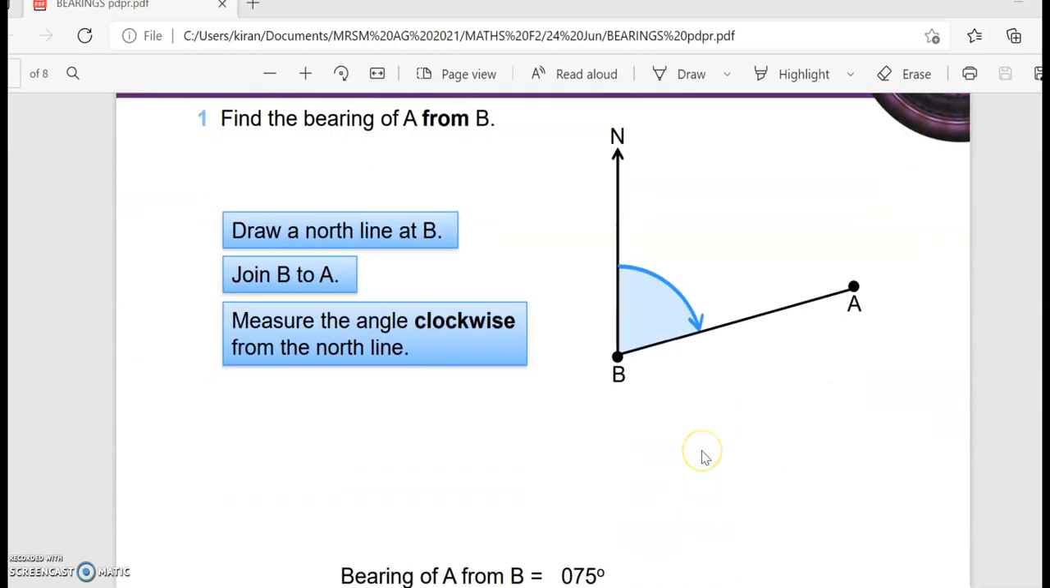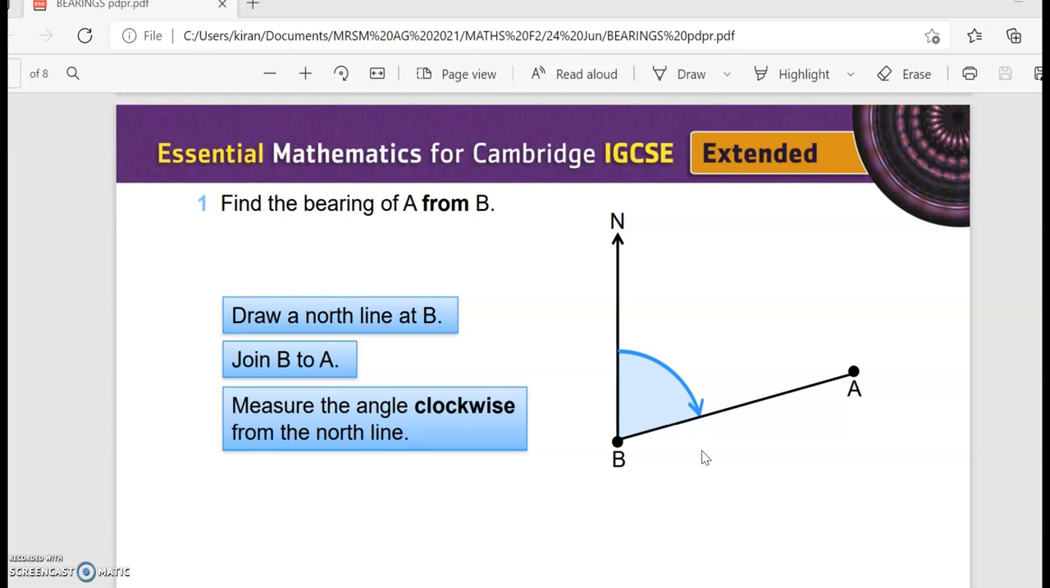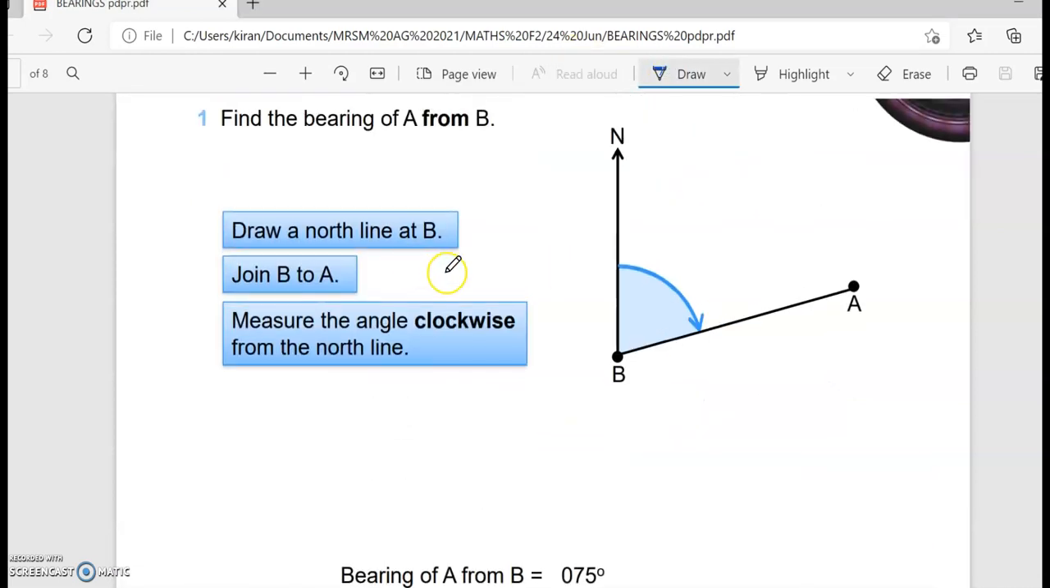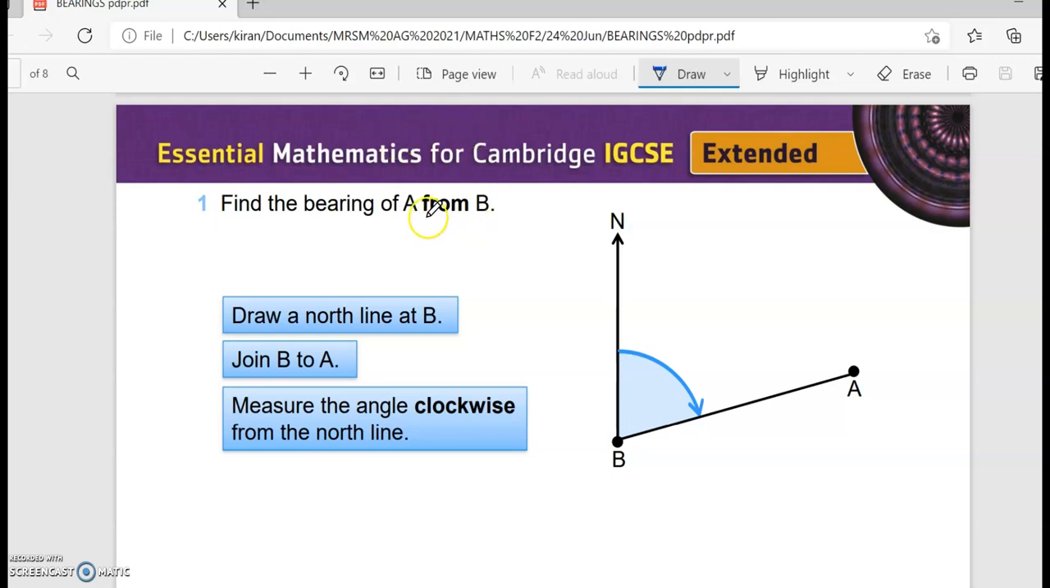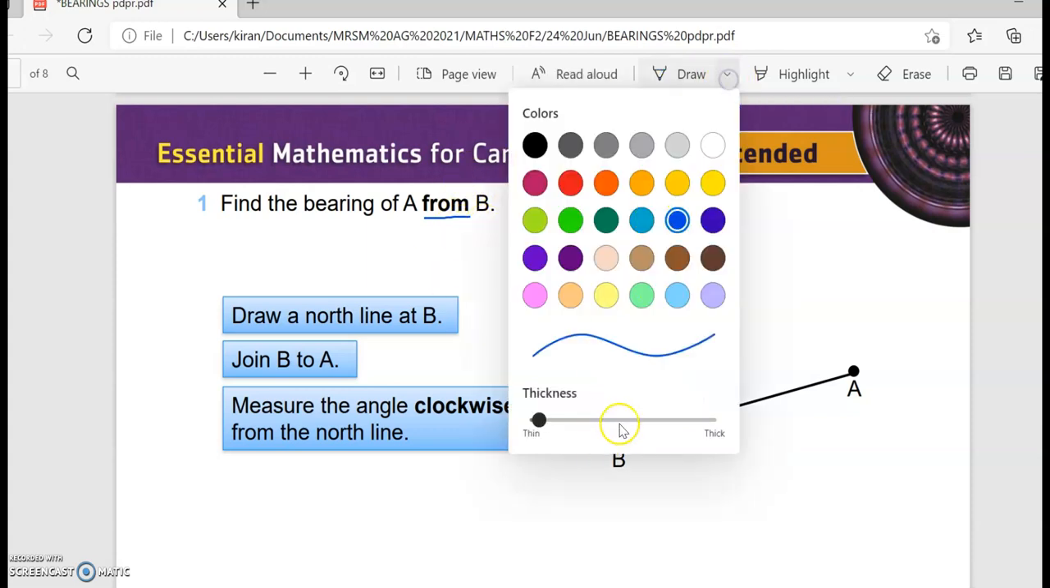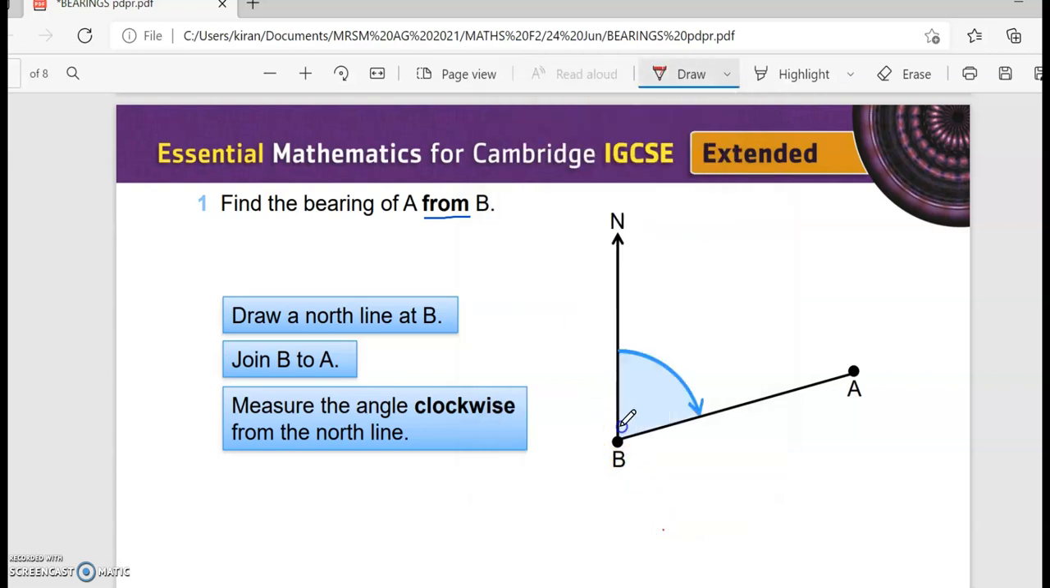Contoh dekat sini, kita nak baca bearings of A from B. The point here is the word from, from B. So means that bila dia highlight part from B, kita akan baca bearings tu pada point B. So we want to find what is the bearing of A from the point B.